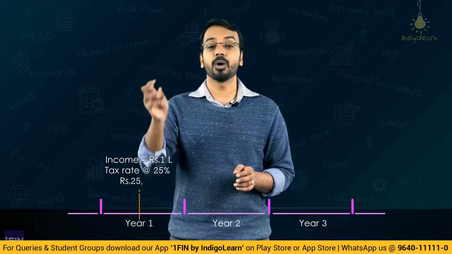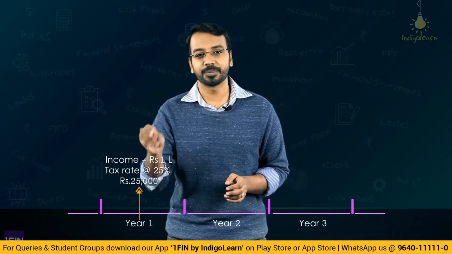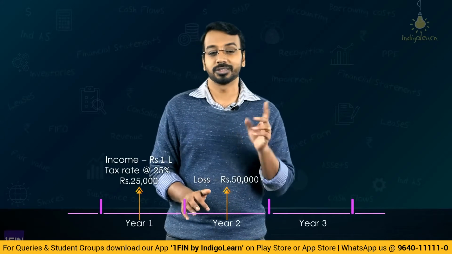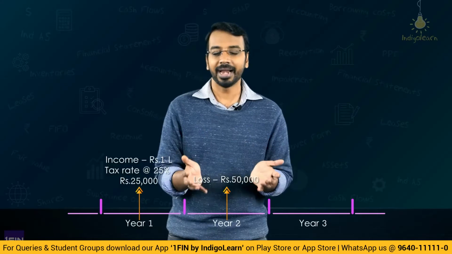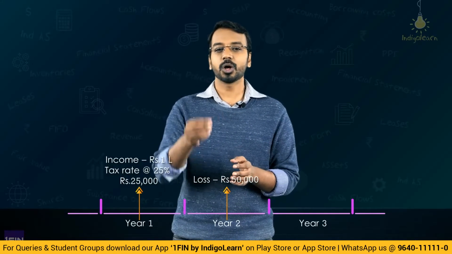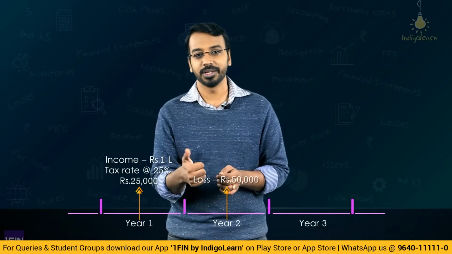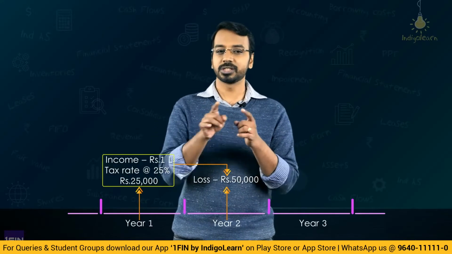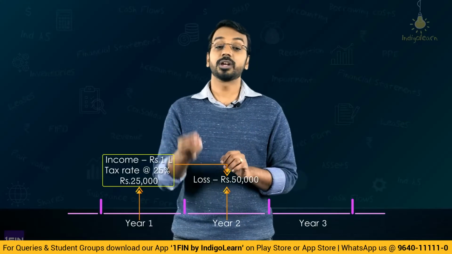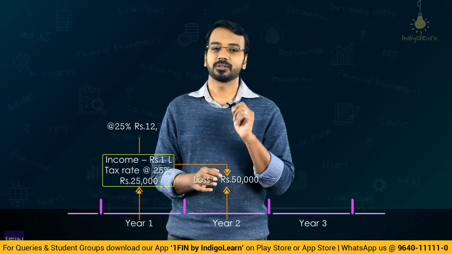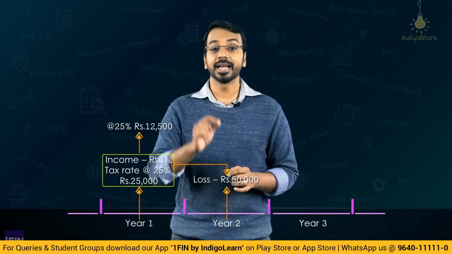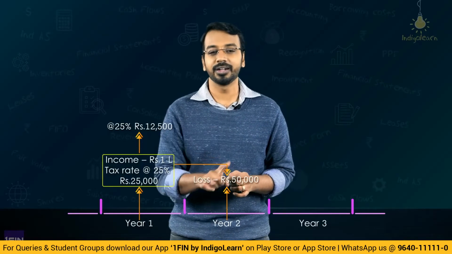And as I told you, in some countries you can ask for a refund of taxes paid earlier because of losses in the current year. So say, for example, in year 1 you had income of 1 lakh on which you paid 25% tax, that is 25,000. In year 2, there is a loss of 50,000. The income tax rules provide that because of this loss in the current period, you can carry back this loss to the previous period and claim a refund. How much is the loss in the current period? 50,000. What is 25% of 50,000? 12,500. This 12,500 can be asked as a refund from the government.